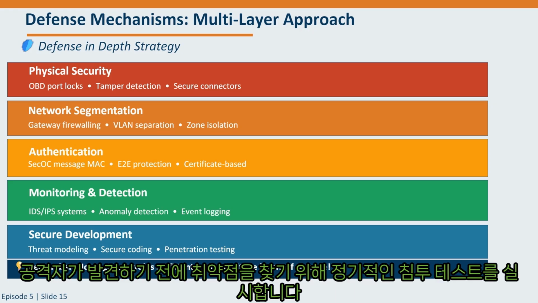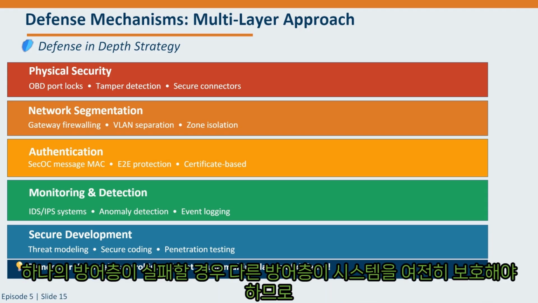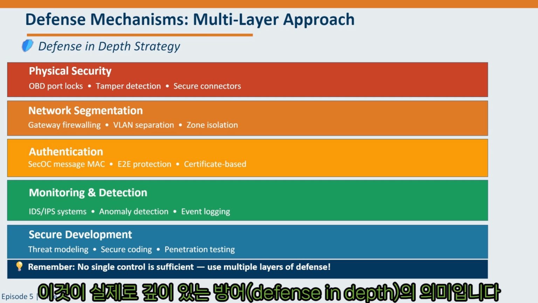Perform threat modeling during the design phase, follow secure coding practices, and conduct regular penetration testing to find vulnerabilities before attackers do. Here's the critical reminder: no single control is sufficient. You need multiple layers of defense. If one layer fails, others should still protect the system. This is what defense in depth means in practice.